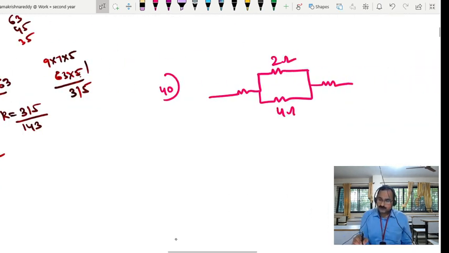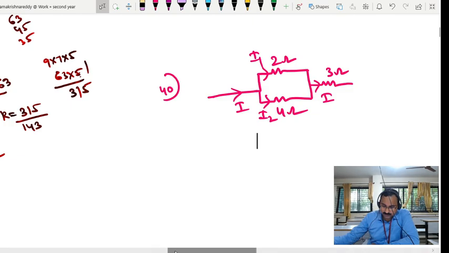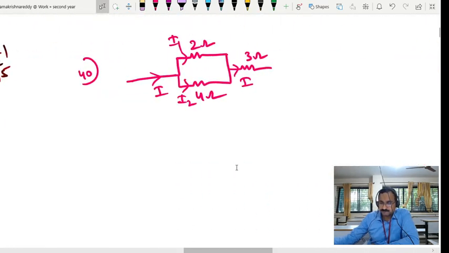2, 4 and 3. Here there is no resistor, it is current entering here. This is also shown as I only. So I am taking it as I1 and I2. But we already know that in a parallel combination the current will divide, and in a series combination the same current will flow through. That is the diagram we have taken here.